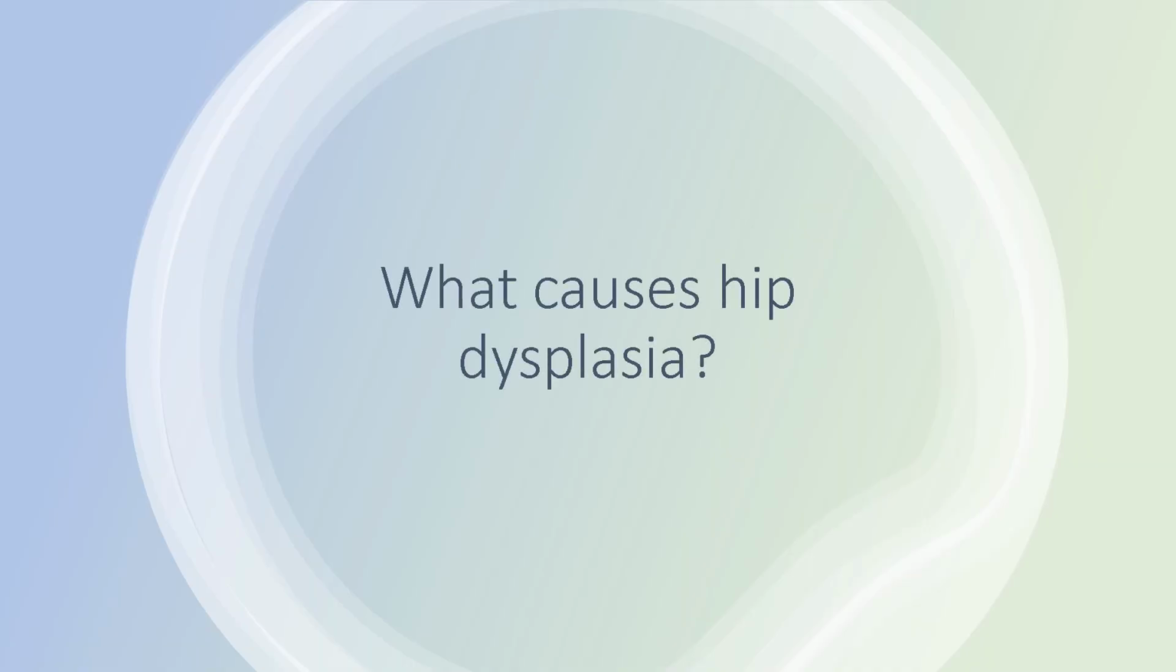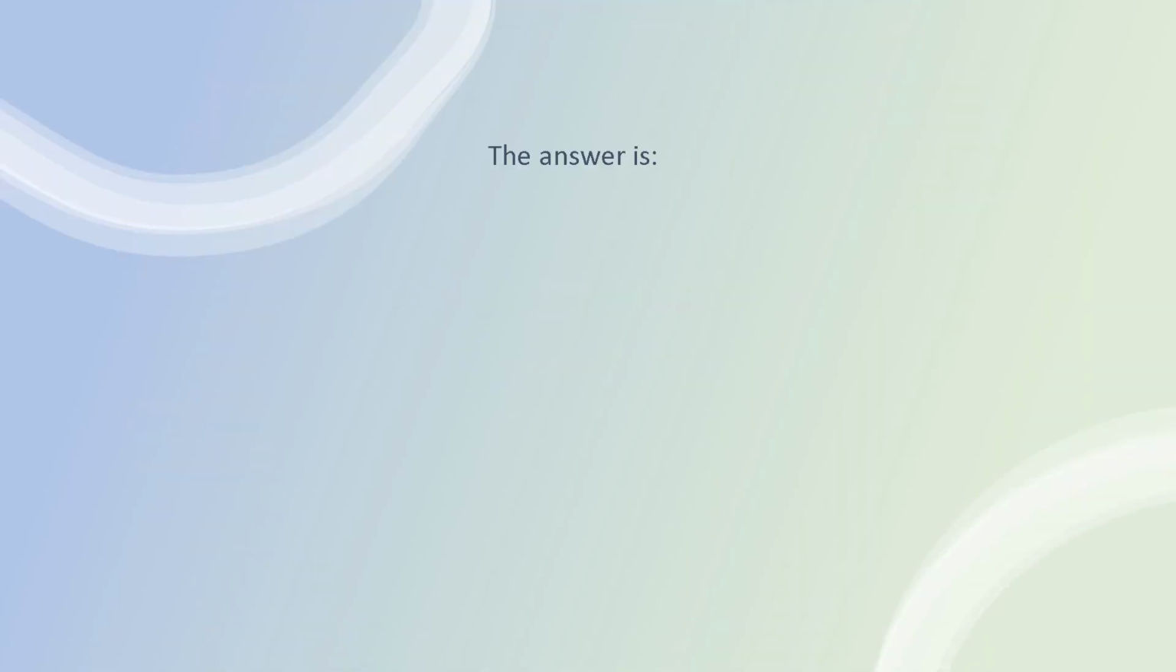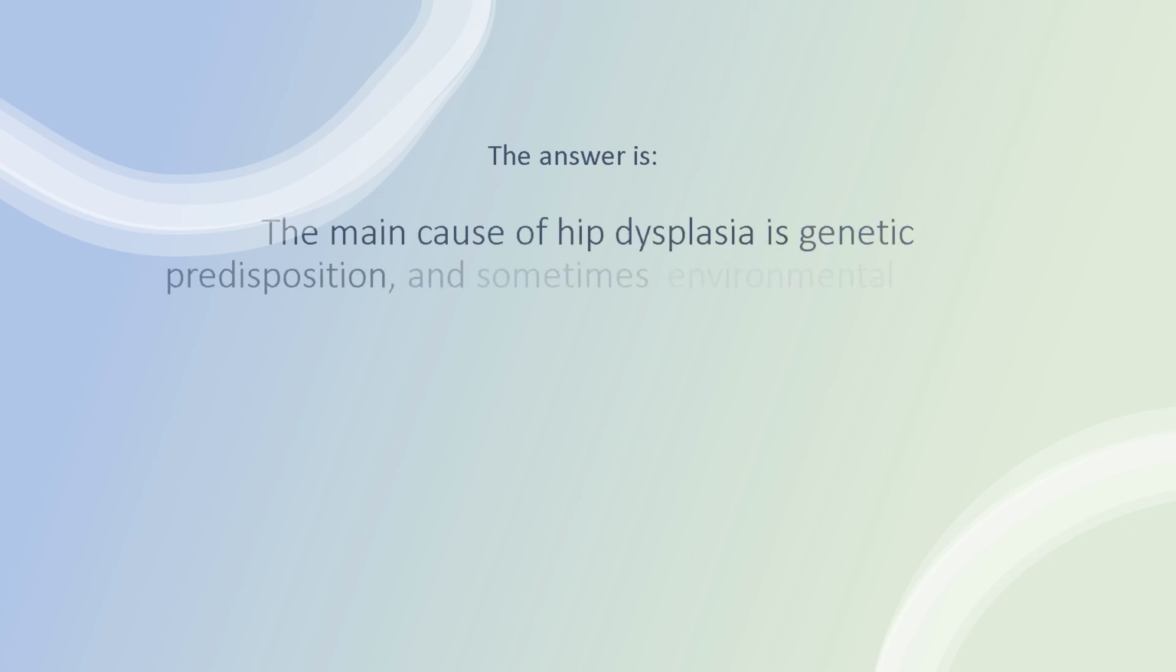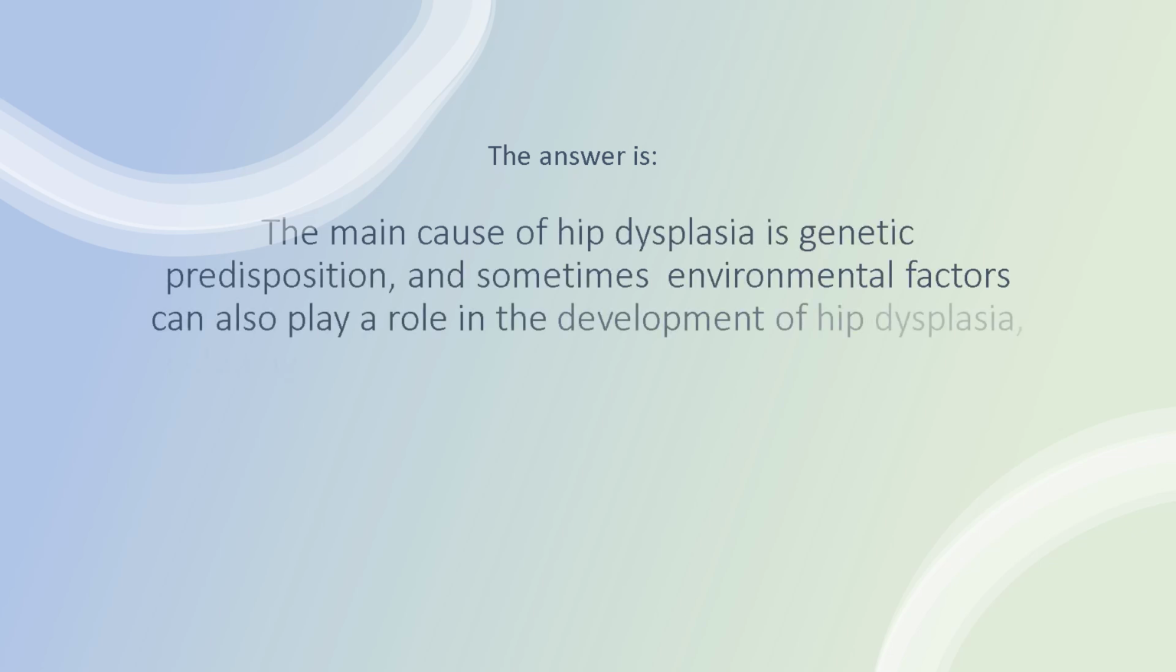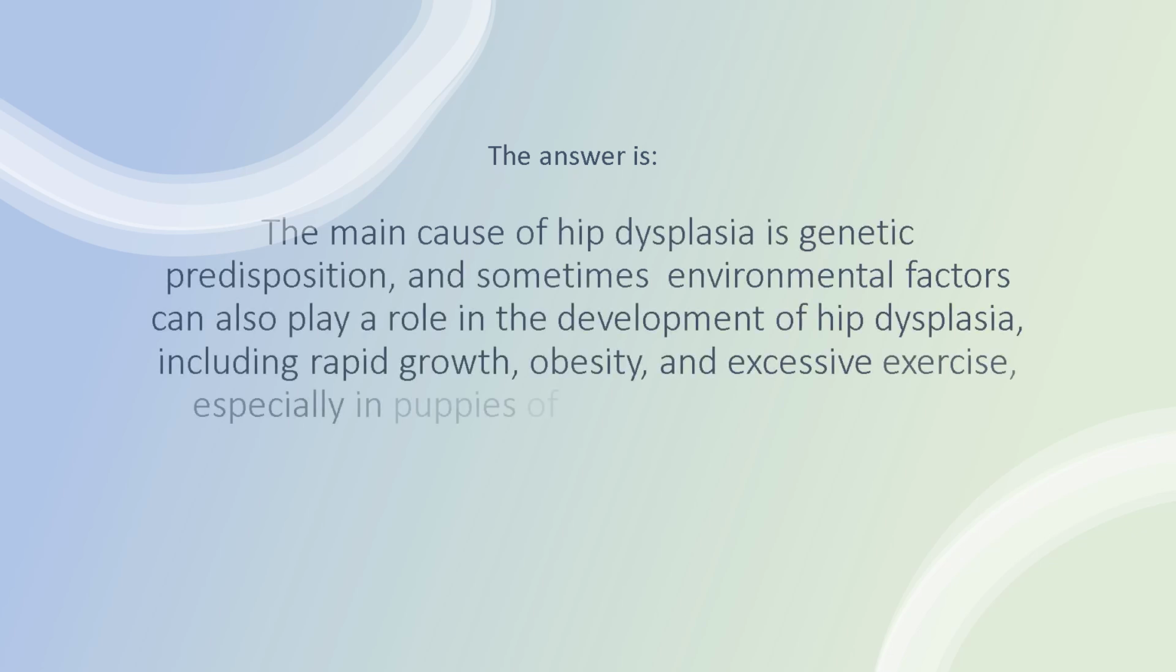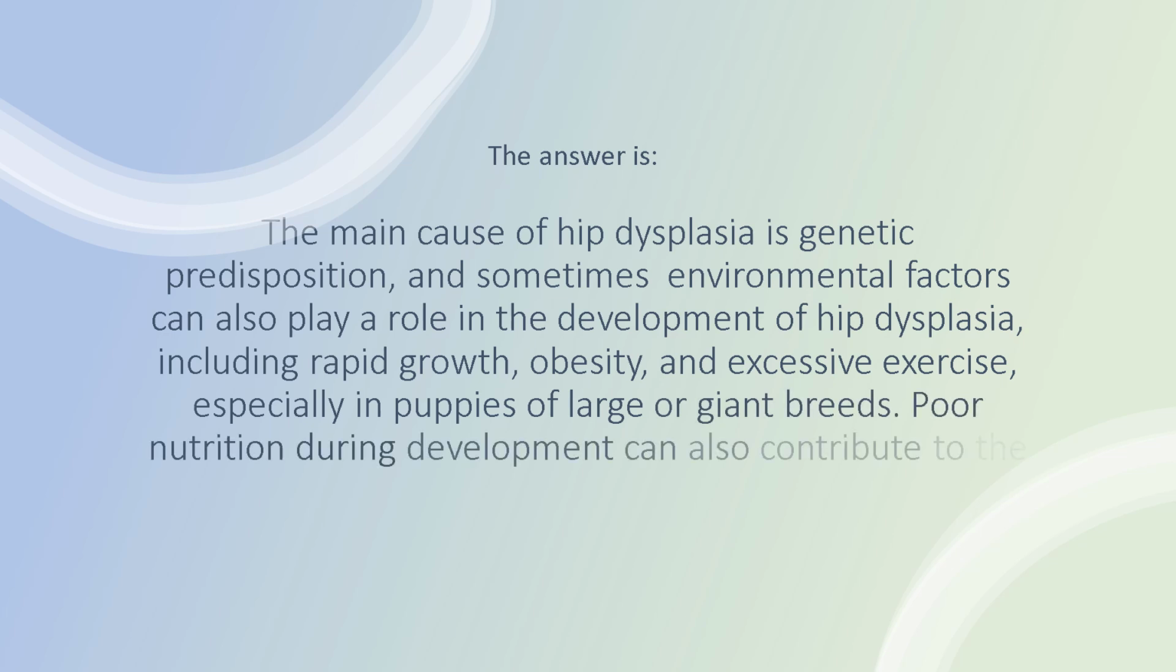What causes hip dysplasia? The answer is, the main cause of hip dysplasia is genetic, and sometimes environmental factors can also play a role in the development of hip dysplasia, including rapid growth, obesity, and excessive exercise, especially in puppies of large or giant breeds. Poor nutrition during development can also contribute to the condition.